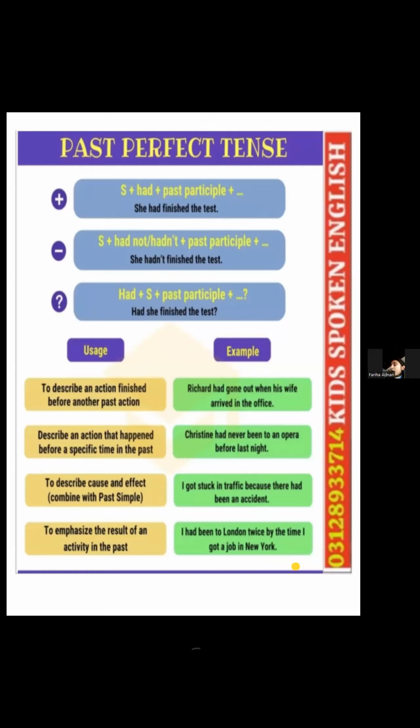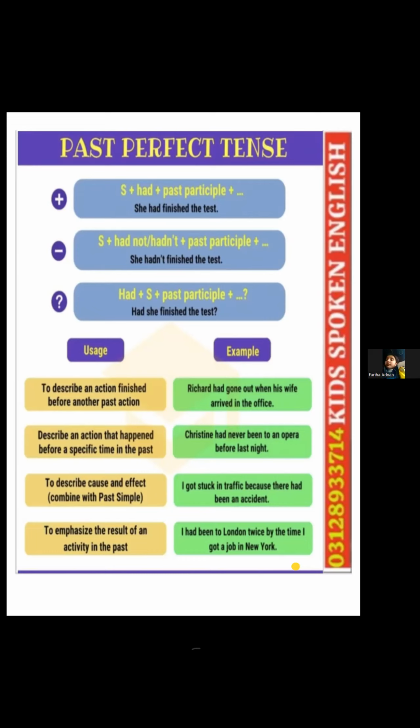And the test is the rest of the sentence. And in order to make the negative structure, we have to make a structure like this. Subject plus had not or hadn't plus verb third form. She hadn't finished the test. She had not finished the test. Had not in order to make the negative, and finished is the third form of finish, and the test is the rest of the sentence.